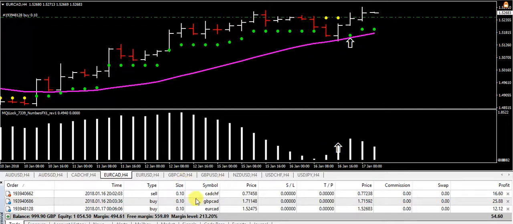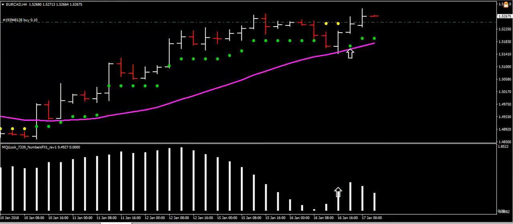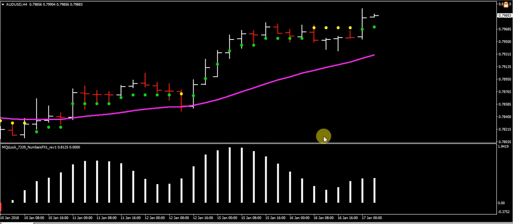Right, you can see the terminal on there, so we're making a nice little bit of profit as we go along. Okay. Right, so let's go onto full screen. Let's take a look at the other charts. Australian dollar USD. Okay. Yeah, nothing there at the moment for us to trade.